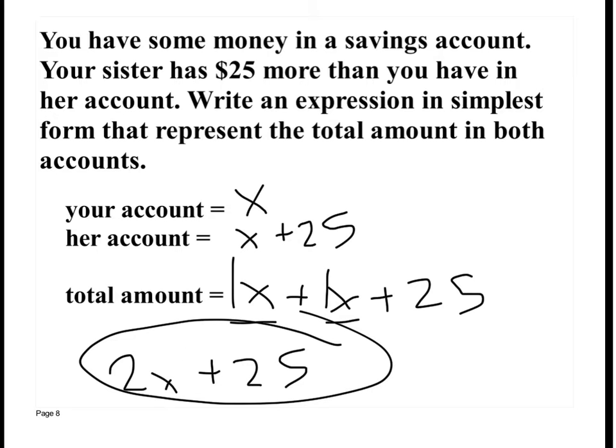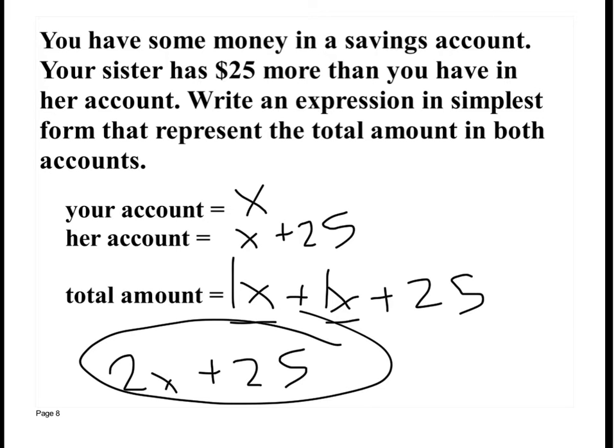Okay, and I can check. Let's say I have $10. We said that it would be a total of how much in her account? If I had 10, it'd be 35 in hers. So total amount would be what? 10 plus 35 is? 45. So let's check. What's 2 times 10? 20 plus 25 is?